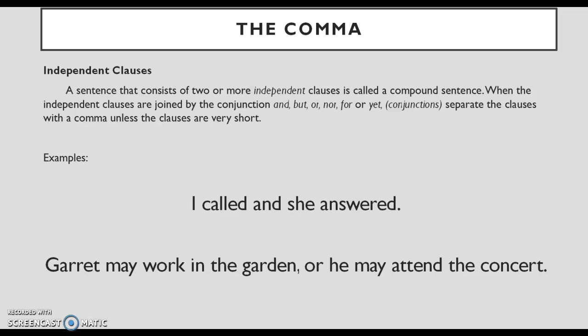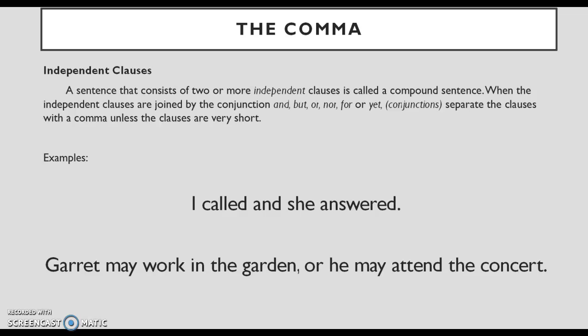Examples. I called and she answered. I called is an independent clause. It can stand by itself as a sentence. And she answered is an independent clause and can stand by itself as a sentence. But since the sentence is short, there are no commas needed.